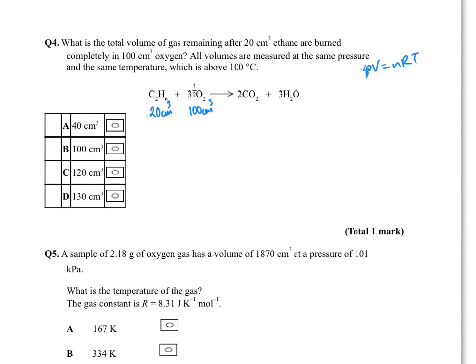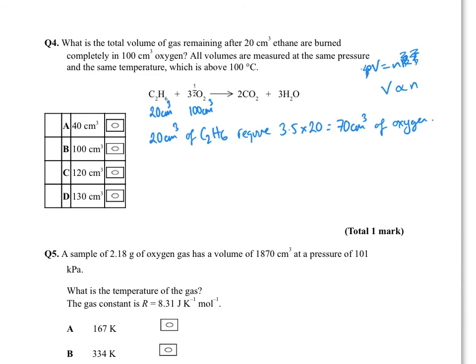We know that R is a constant, it's the gas constant. And we know that T is going to be constant, it's kept the same. So that tells us that volume is directly proportional to the number of moles. So 20 centimetres cubed of ethane are going to require 3.5 times 20, which is 70 centimetres cubed of oxygen. Okay, so then all of the ethane has gone.